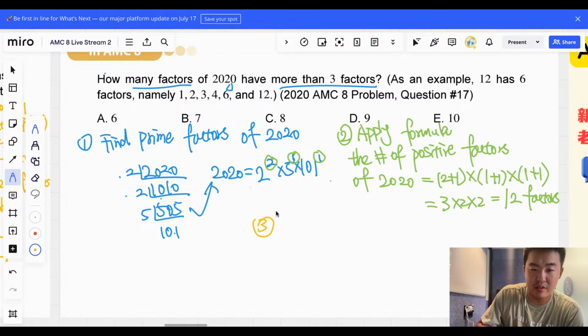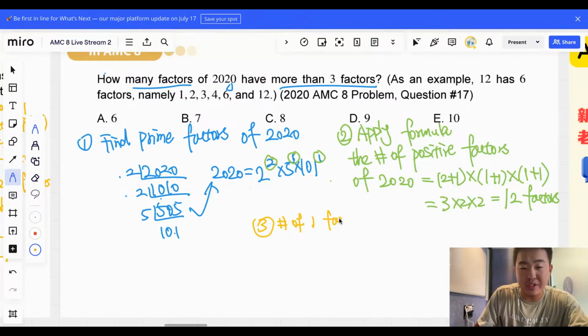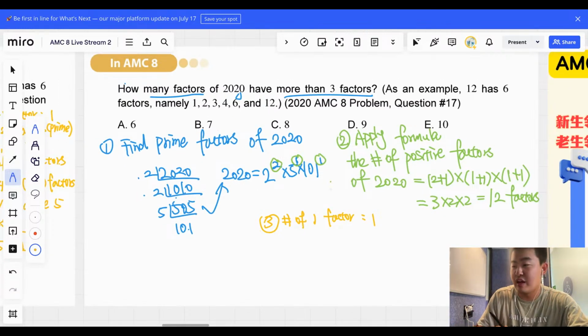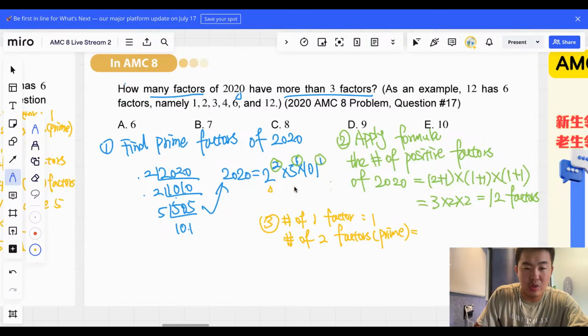So first consider the number with 1 factor. What is the number that only has 1 factor? It's just 1 itself, right? It cannot have any additional factor. So it's just 1. That's the easiest case. So the numbers with 2 factors. This is also called what? Prime, right? Being prime means having only 2 factors. So that will be 2, 5, 101. Remember, that's exactly the result from our prime factorization procedure.